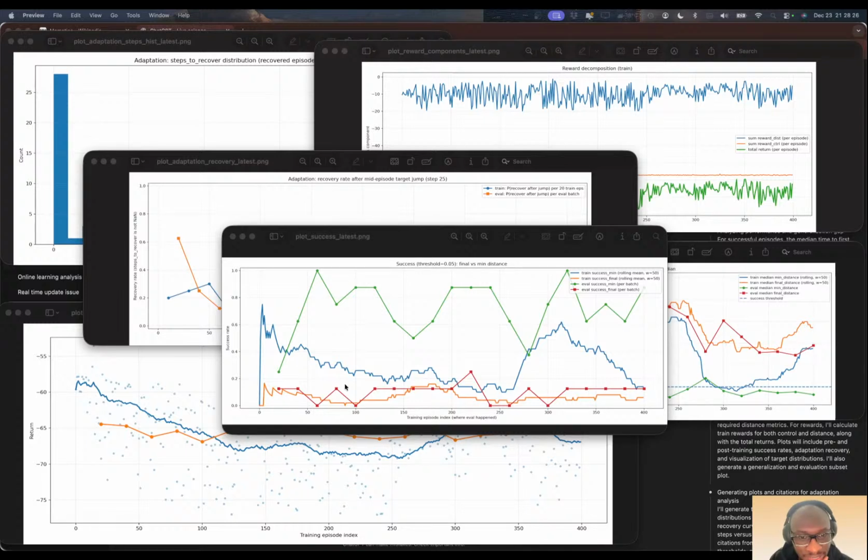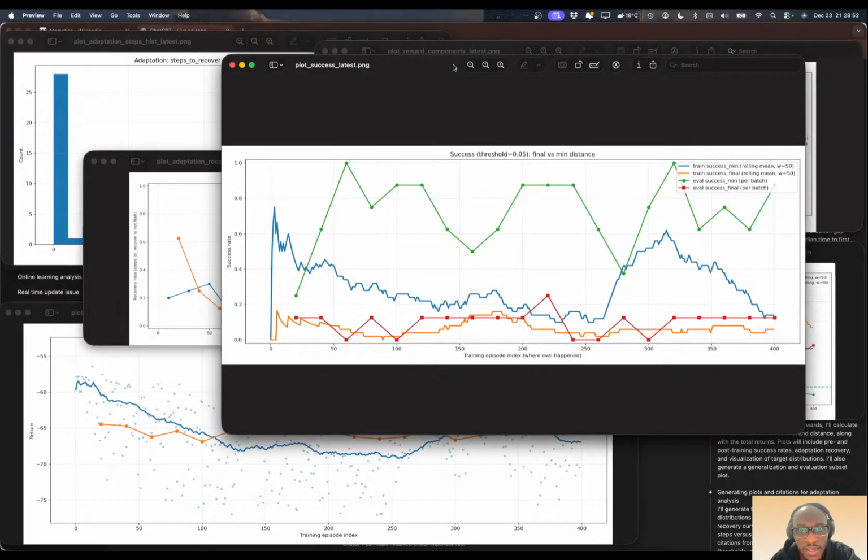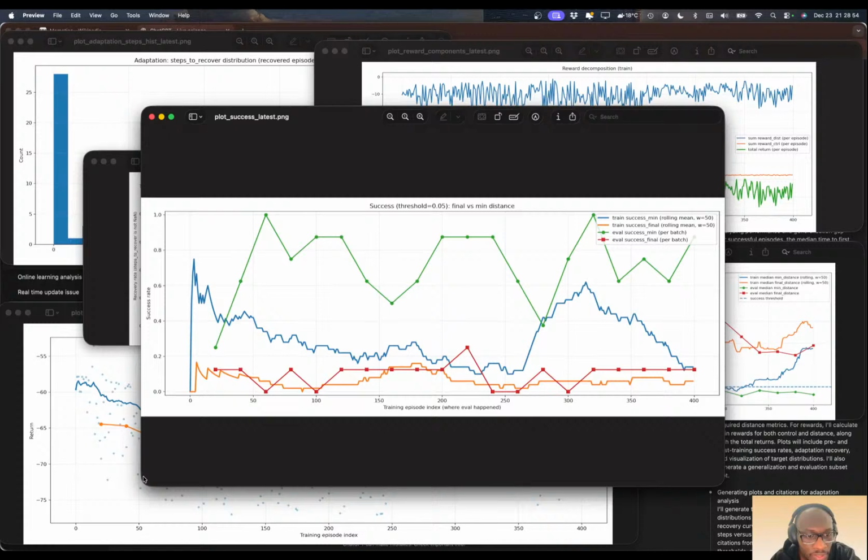So as you can see, it's not doing so well in terms of how training plus eval. So eval main and eval success final. So eval success final is this red one. So red one, and then we have the train success. Oh, let me make this big. It's confusing. There's so many graphs. Hopefully you can see my cursor, but this is what I'm looking at.